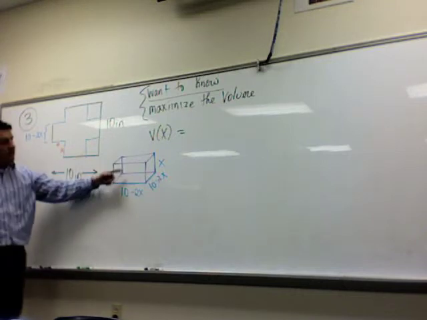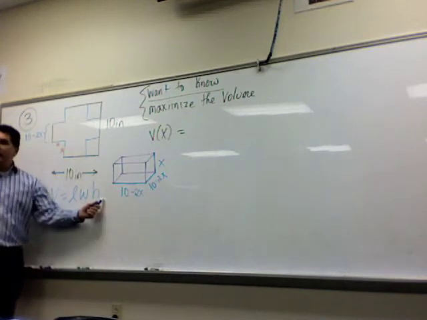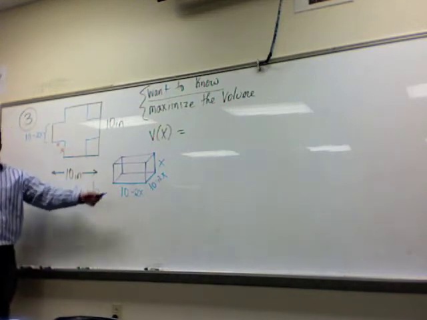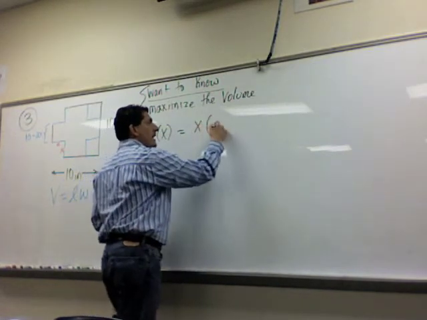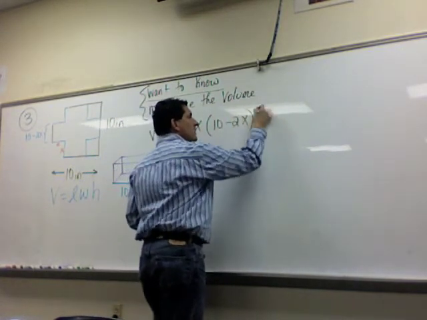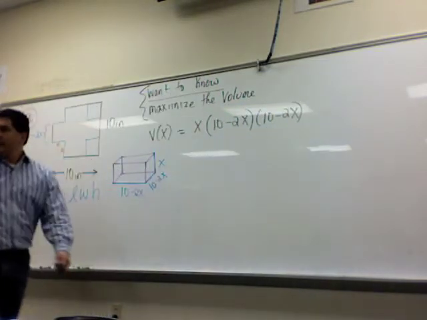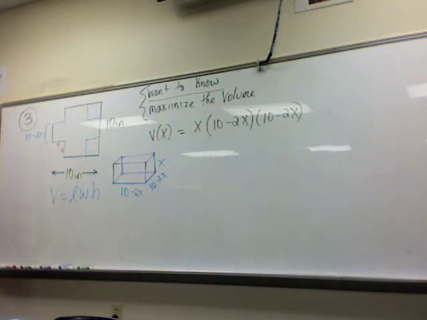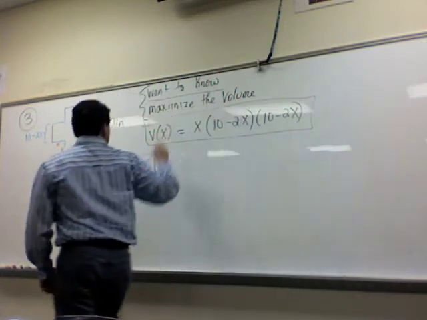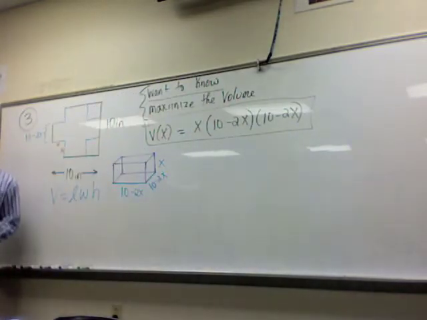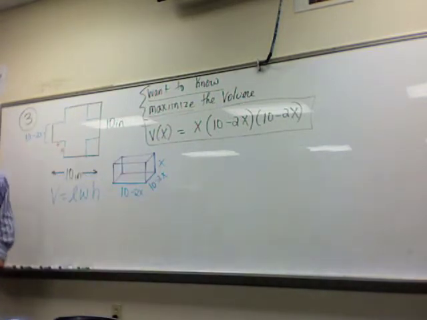Sometimes redrawing it in a different manner helps. Okay, here we go. Length times width times height. Well, that makes it a lot easier. So here, I'm just going to write them in this order. x times 10 minus 2x times 10 minus 2x. That's our length, our width, and our height multiplied together. This is the equation that we're going to maximize or minimize. Okay? And actually, the one that we're going to maximize, because we want to find the largest volume.